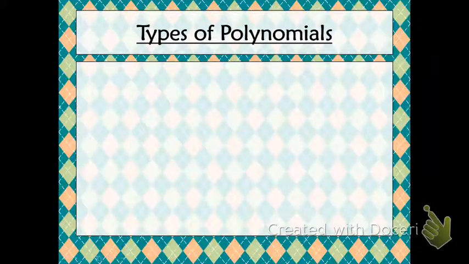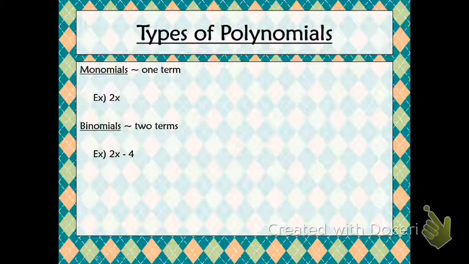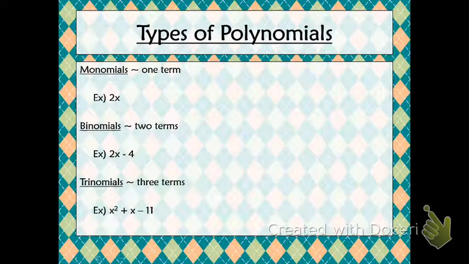Another way that we classify polynomials is based on the number of terms. A polynomial with one term is called a monomial, such as 2x. A polynomial with 2 terms is called a binomial, such as 2x minus 4. And a polynomial with 3 terms is called a trinomial, such as x squared plus x minus 11. If a polynomial has more than 3 terms, there's not a special name for it. You'll just say it is a polynomial with 4 terms or a polynomial with 5 terms.